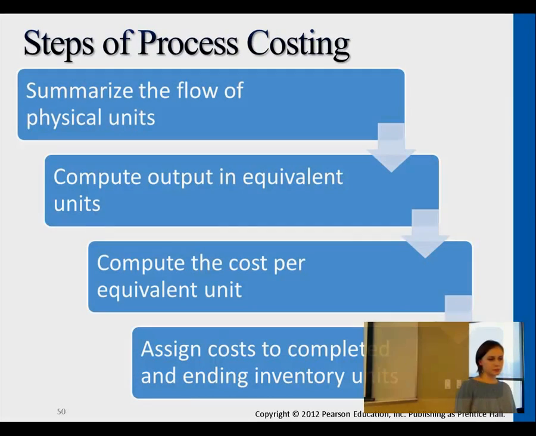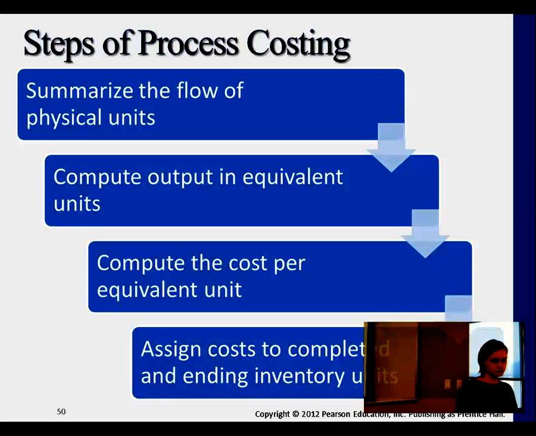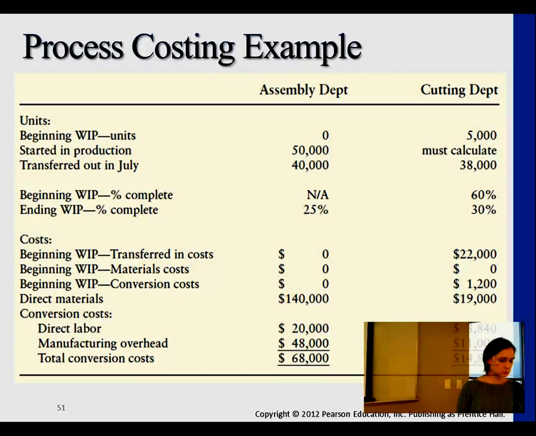What are my steps of process costing? First, I have to summarize the flow of physical units. I have to compute the output in equivalent units. Then I'm going to compute the cost per equivalent unit. And then I will assign cost to completed and ending inventory units. Okay, so let's look at the example.